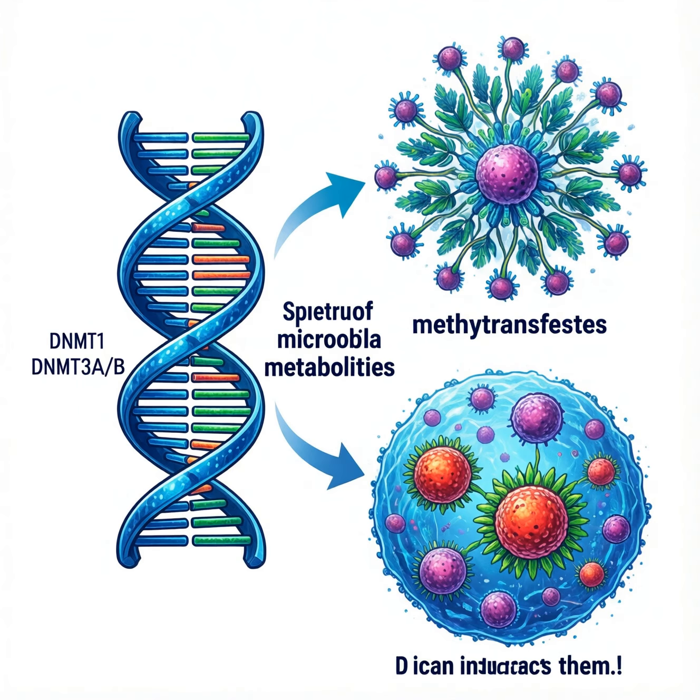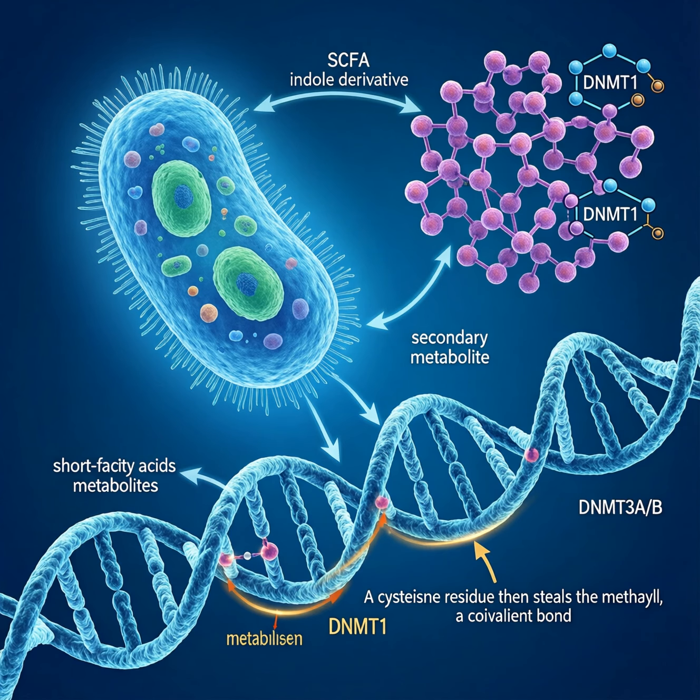DNA methyltransferases add a methyl group to cytosine bases. The enzyme grabs S-adenosyl methionine, SAM, and flips the target base out of the helix. A cysteine residue then steals the methyl, forming a covalent bond. Once transferred, SAM becomes homocysteine and the DNA returns to its shape.